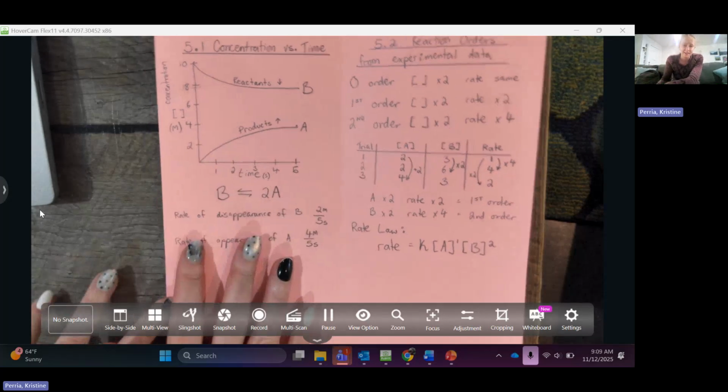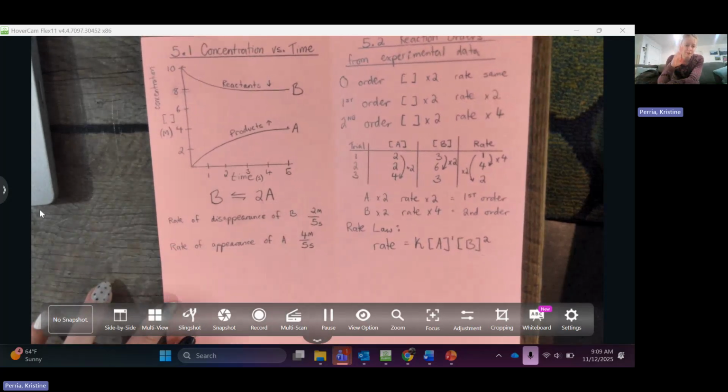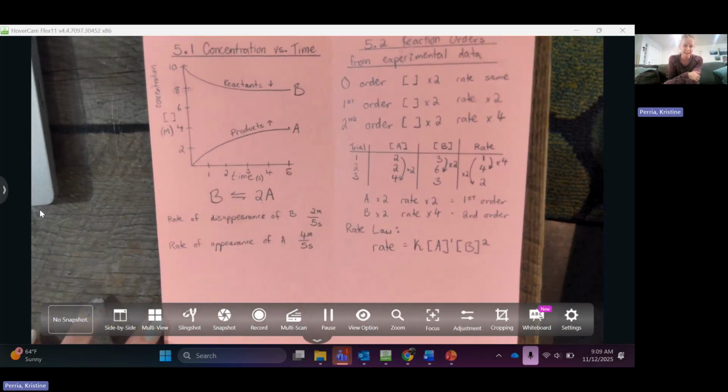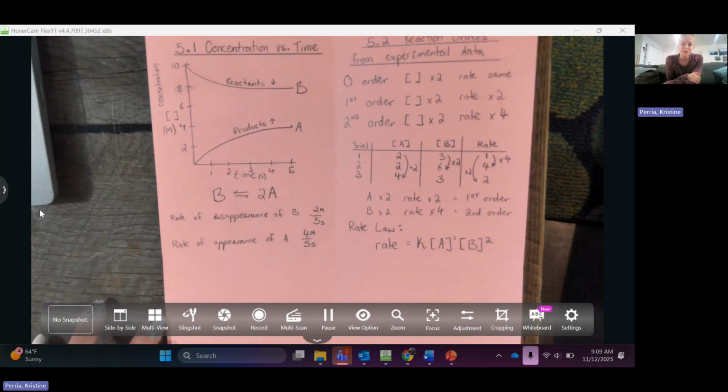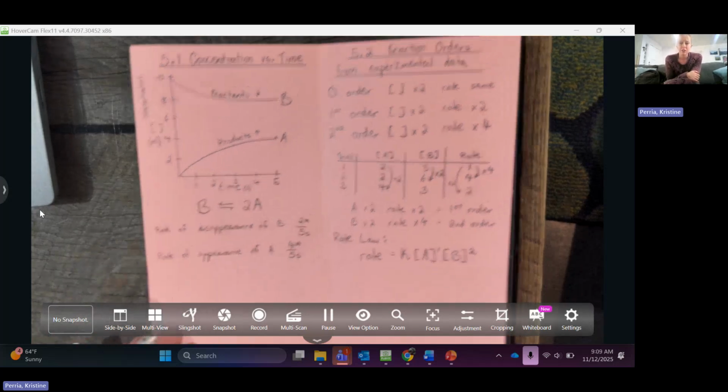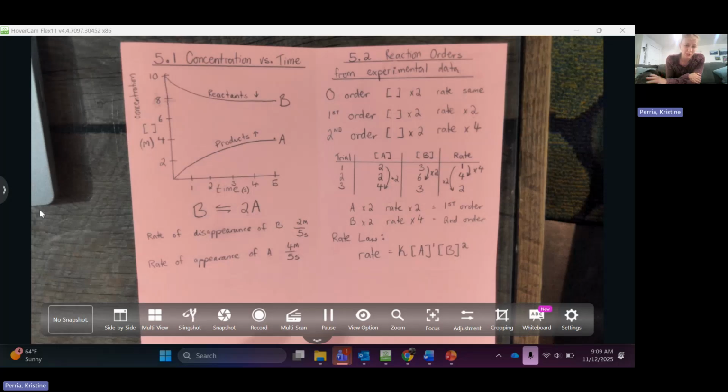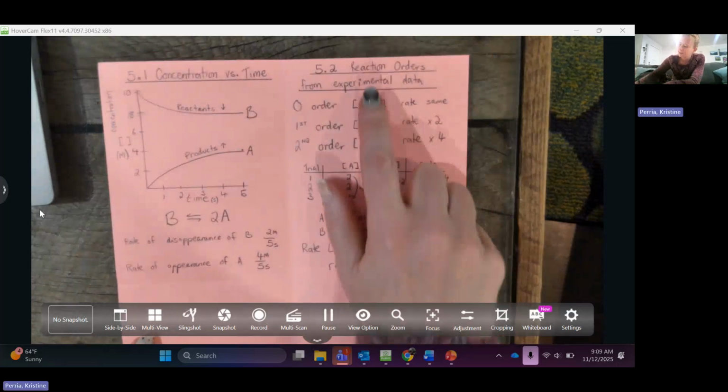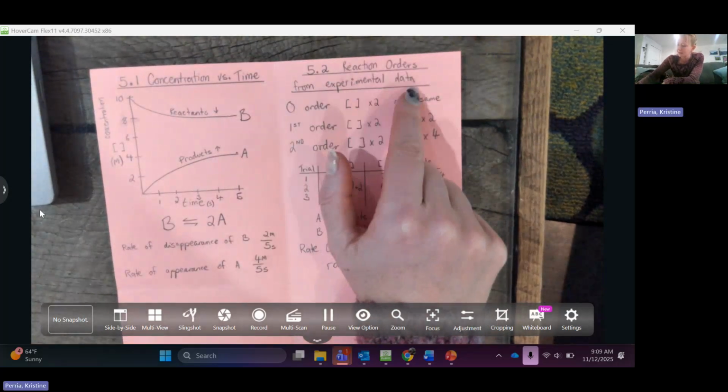Prepared to see lots of these types of graphs with different ratios of reactants and products. Okay, that's 5.1. 5.2, a really long section. This is just one part of it. This is reaction orders from experimental data.